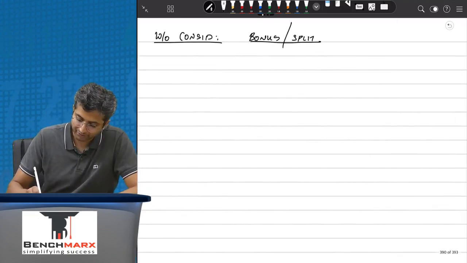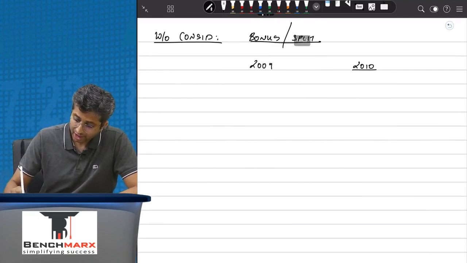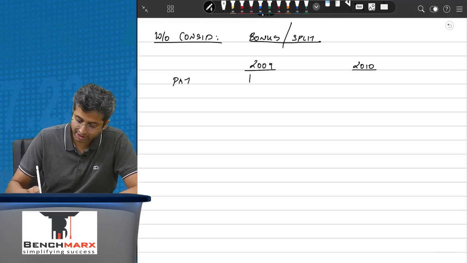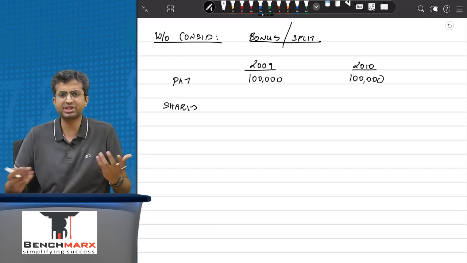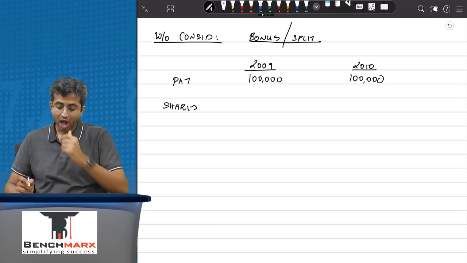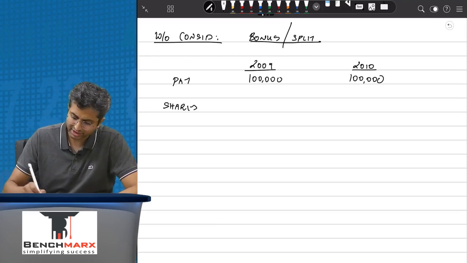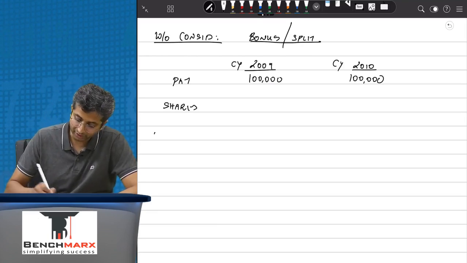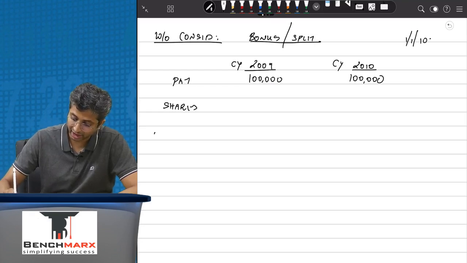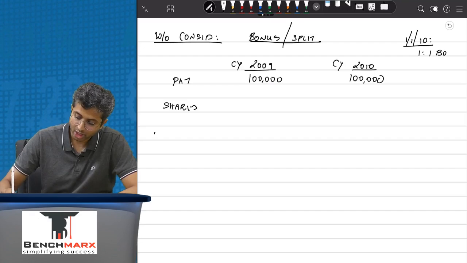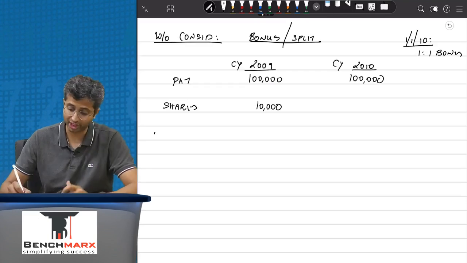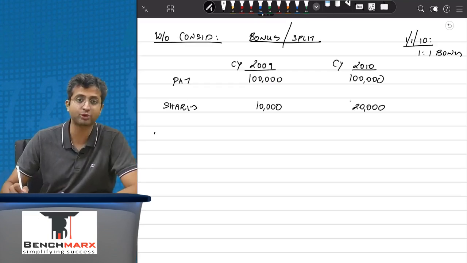So for example, you have, let us say, 2009 and 2010. Let us say the PAT in these years has been 1 lakh. Now, in both of these years, let us say your number of shares outstanding is 10,000, which means the basic EPS is 10 rupees, and hence they are comparable. However, let us say this is a calendar year. Let us say on 1st of January 2010, the company issued a 1:1 bonus, which means for the year 2009, we will still say that we have 10,000 shares. However, for the year 2010, we will say that we have 20,000 shares.